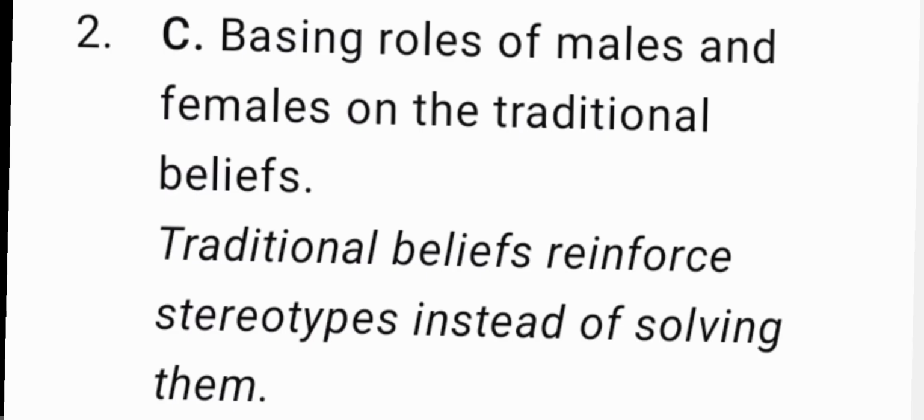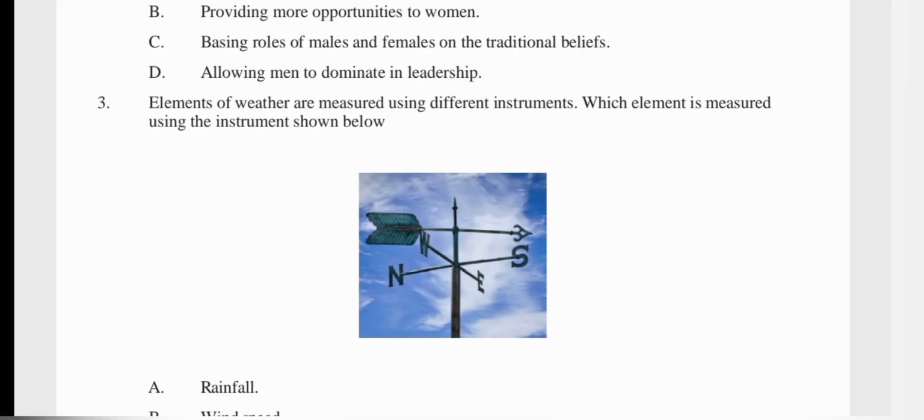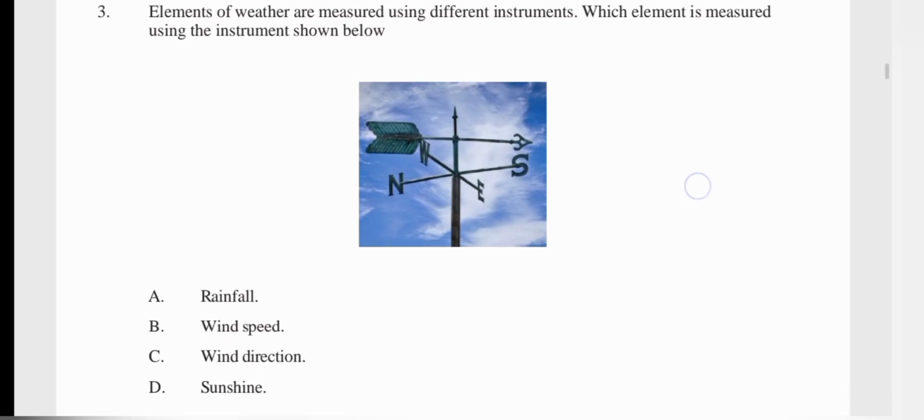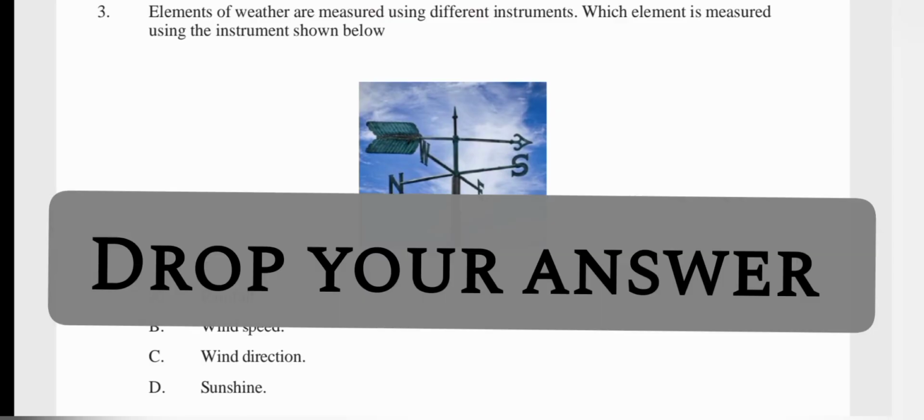Number 3, elements of weather are measured using different instruments. Which element is measured using the instruments shown below? First of all, what is the name of these instruments? Drop your answer in the comment section.